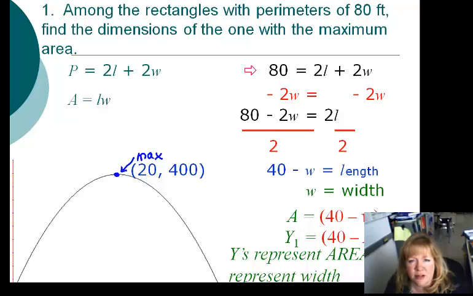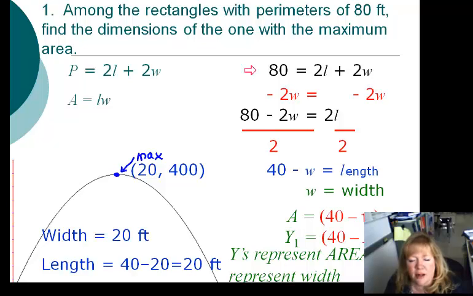Remember, the x is the width. The y is the area. That's the maximum area. Our maximum area is going to be 400. So the width of our rectangle is going to be 20, and our length would be 40 minus 20, or 20. So the dimensions of the rectangle with the maximum area would be a 20 by 20 rectangle, which is also a square. Squares are rectangles.